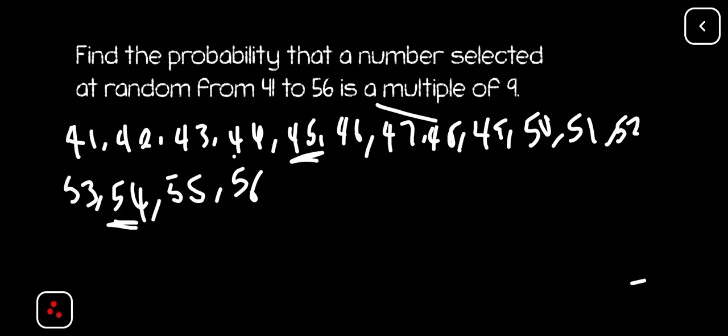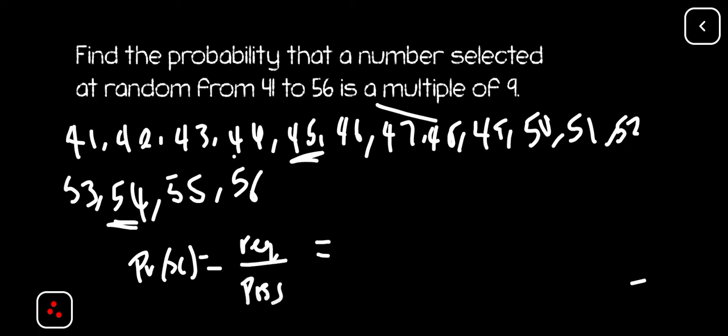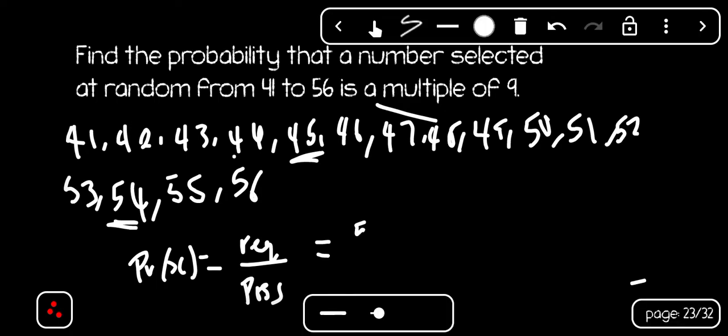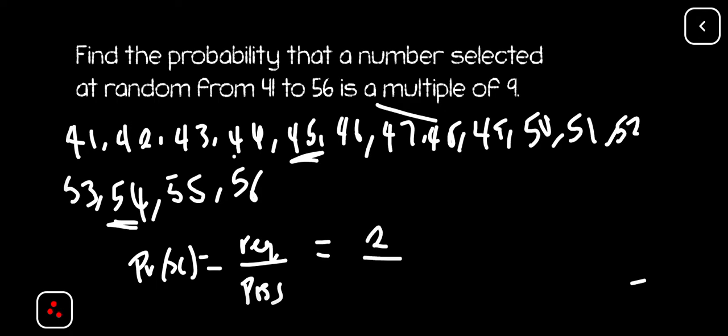So from probability, because we're finding the probability that the number selected is a multiple of 9, the probability of any event is equal to the required outcome over the total possible outcome. All right, so the required outcome could be any of these two multiples of 9, 45 and 54, which is 2 out of the total possible outcomes, which is the total possible numbers that we can take, but we refuse to take them because they are not multiples of 9. So the possible outcomes here are 16 actually. If you count from 41 to 56, you see that there are actually 16 numbers here.